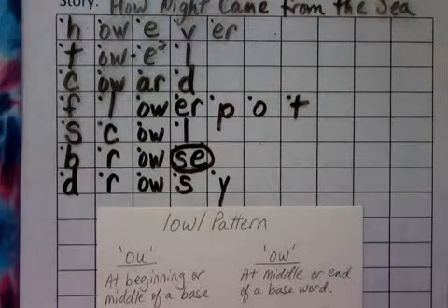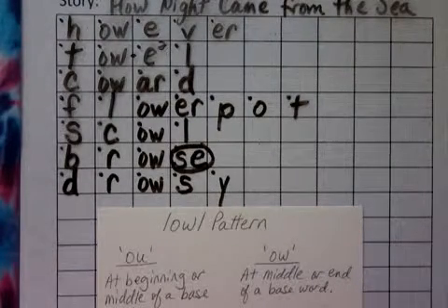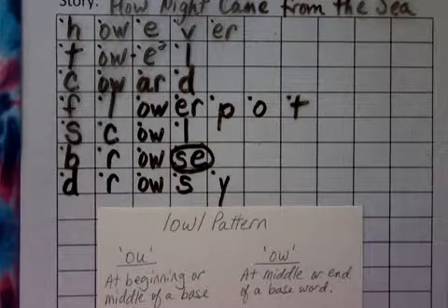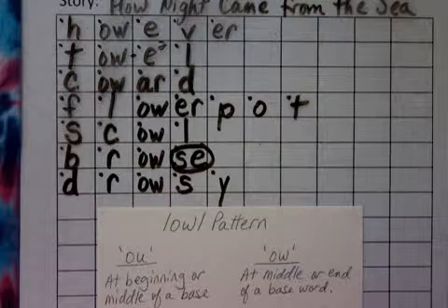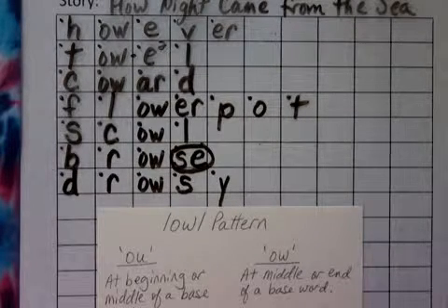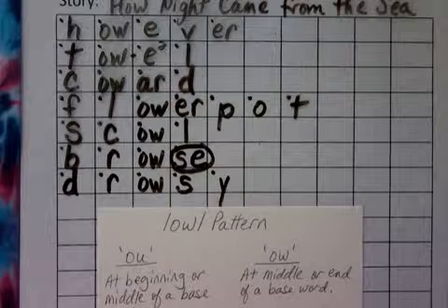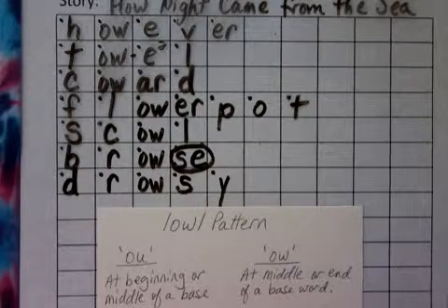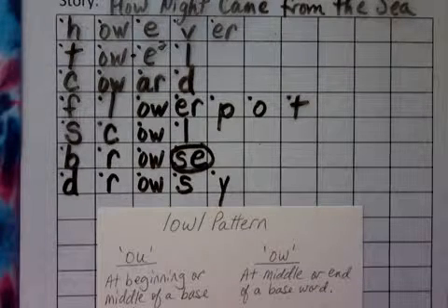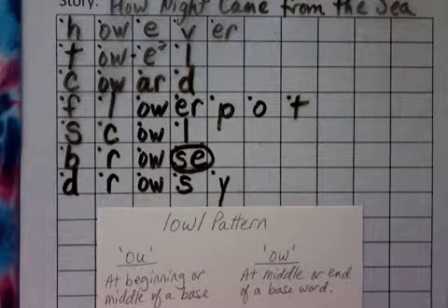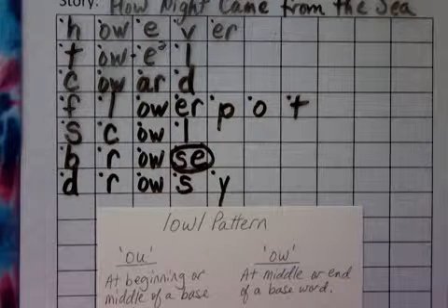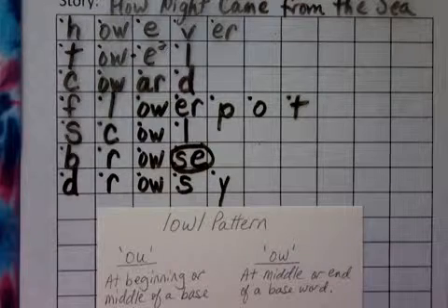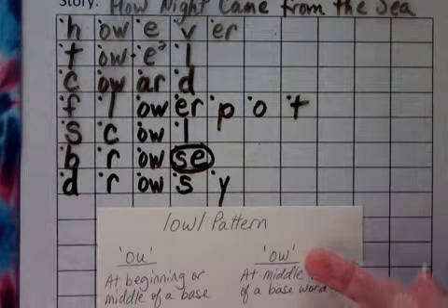Alright, let's do the second part of our list. I put the card back up so that you could remind yourself of our pattern. The "ow" sound can be spelled with OU at the beginning or the middle of a base word, or it could be spelled with OW in the middle or the end of a base word. The exception to this is the word owl, the raptor that flies quietly through the night. The owl has the "ow" at the beginning of the word and it is spelled with the OW.